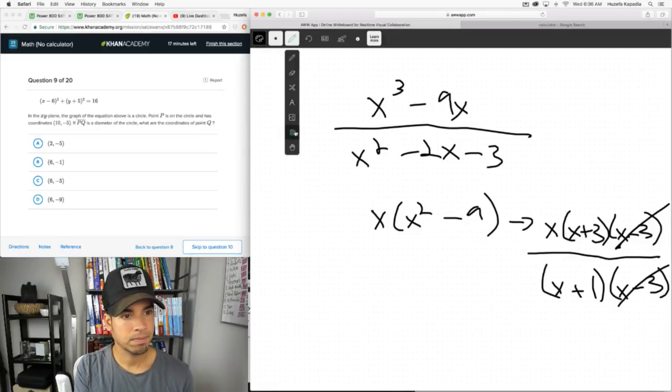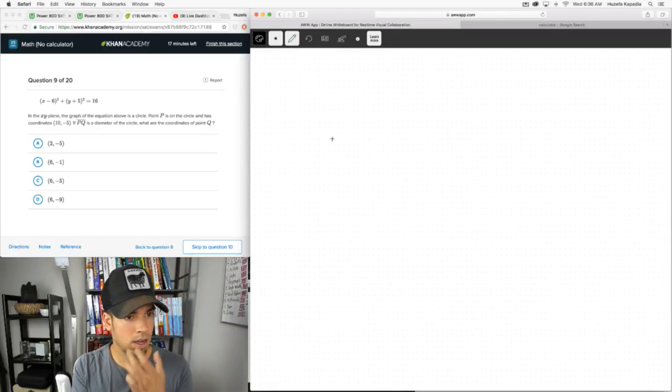Question number 9. This is a circle. Point P is on the circle and has coordinates 10, negative 5. If PQ is a diameter of the circle, what are the coordinates of Q?